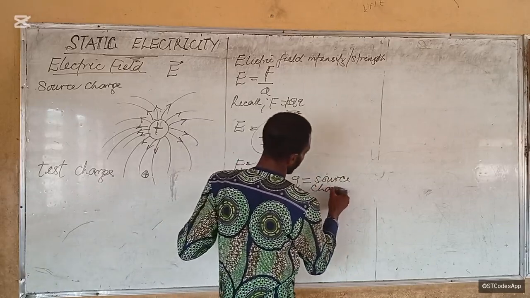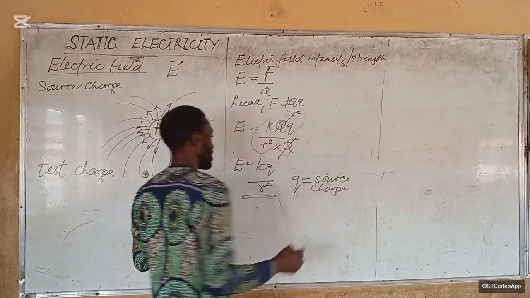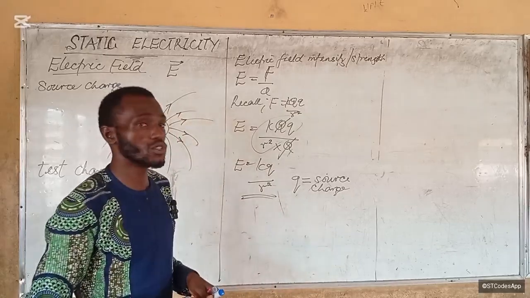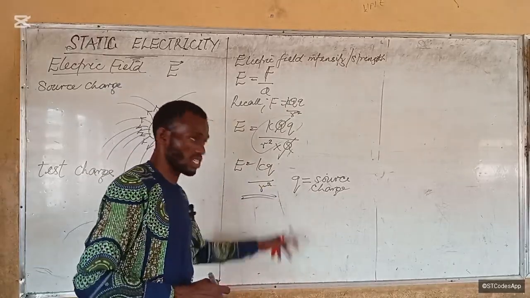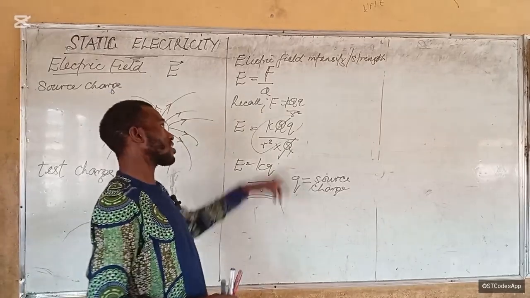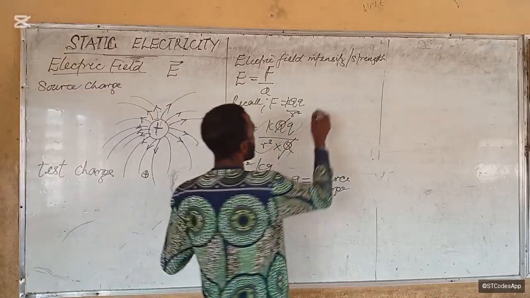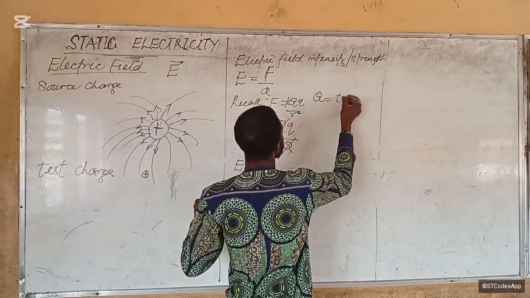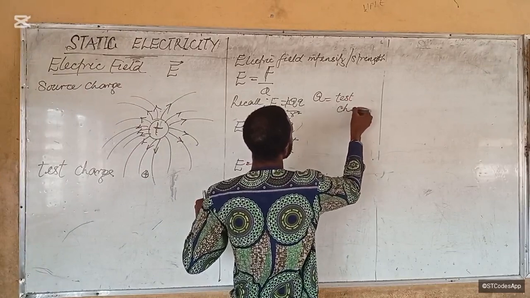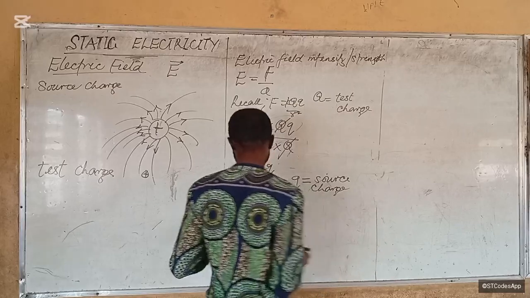The source charge. That is the charge that produces the electric field. That is its magnitude. Then on this place, the Q here is the test charge. The big Q here is the what? Is the test charge. Alright.